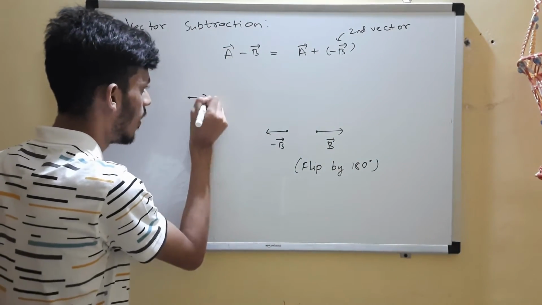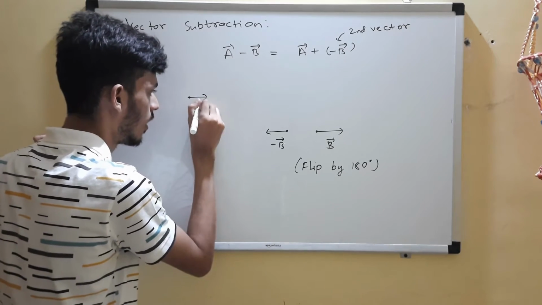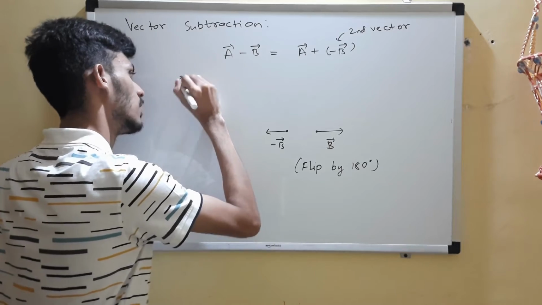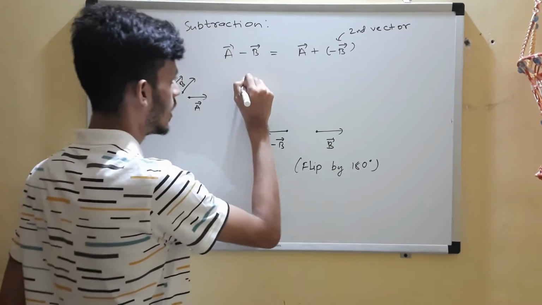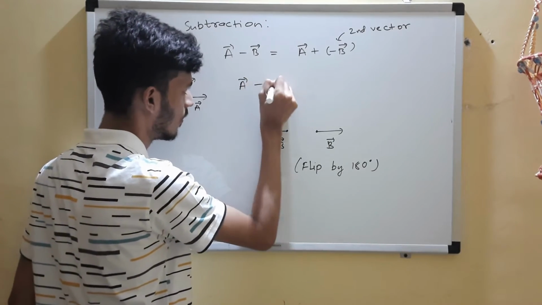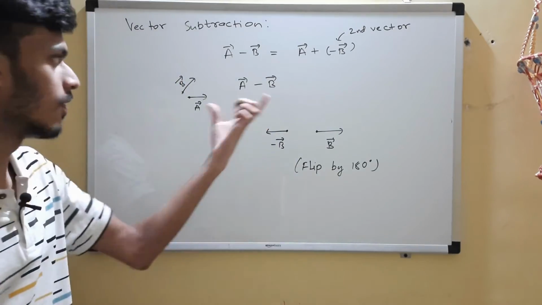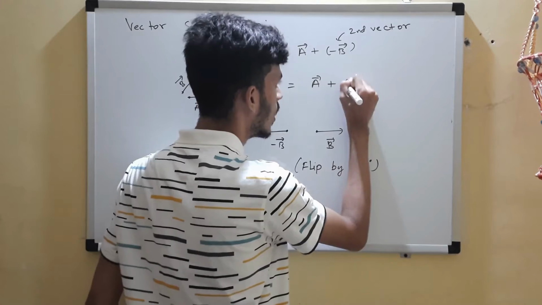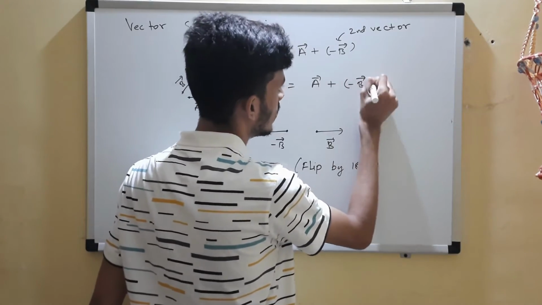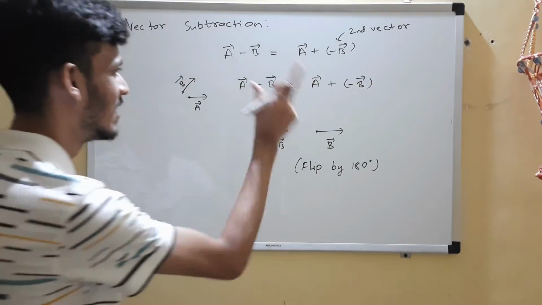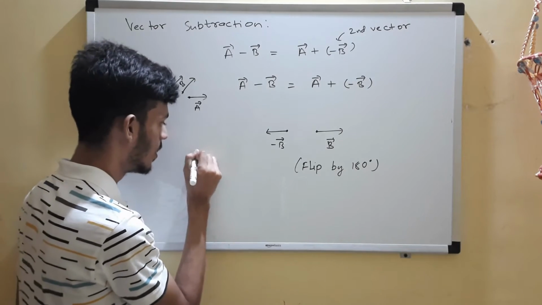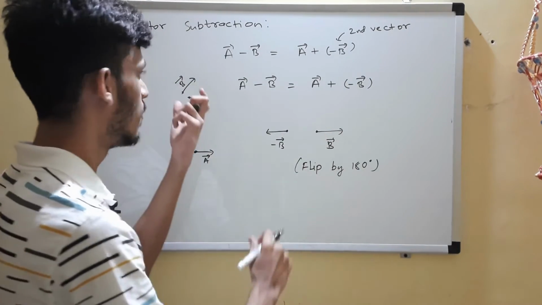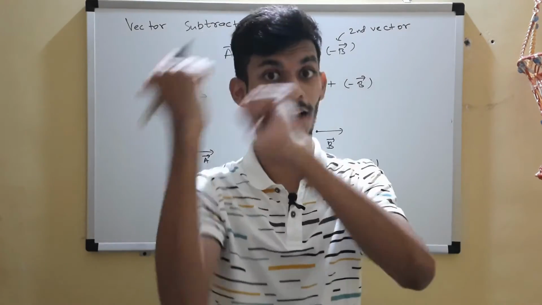So suppose you have, let's try it now. You have vector a and you have vector b. Now find a minus b, vector a minus vector b. So what will you do? You'll say it is the same as vector a plus vector minus b. Okay, so this is simple now. Vector a as it is. Vector b, we don't want vector b, we want vector minus b.